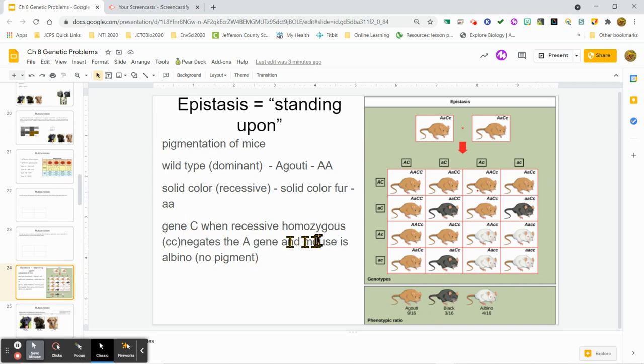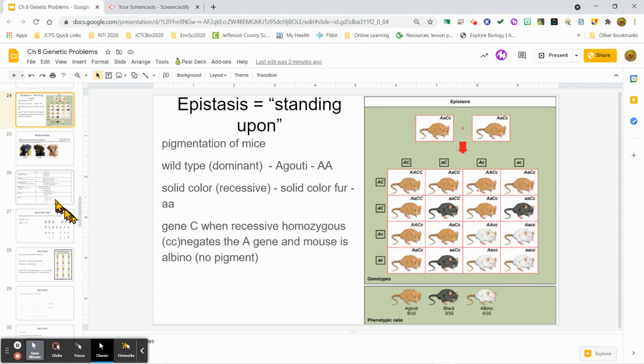But then when gene C is recessive homozygous, that's cc, it negates the A gene, and the mouse is albino. So all of these should be homozygous for the little c. And that's exactly what we saw with the yellow lab. So these would be the yellow labs, and these would be the brown labs. And then the rest of them would have been the black labs. So epistasis means sort of standing upon, so it takes it over, right? And those traits are generally homozygous recessive when they do that.